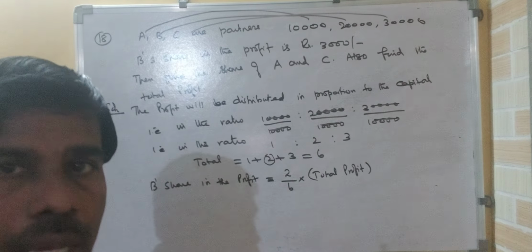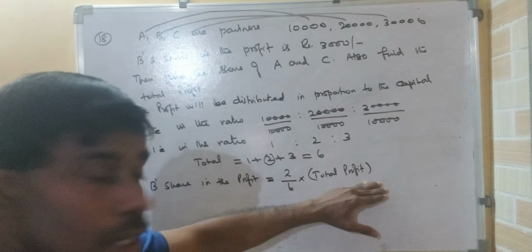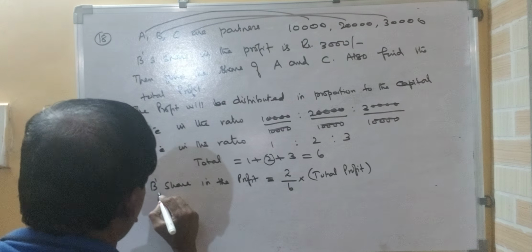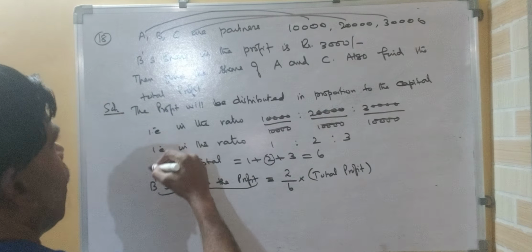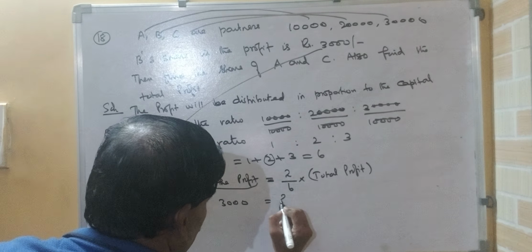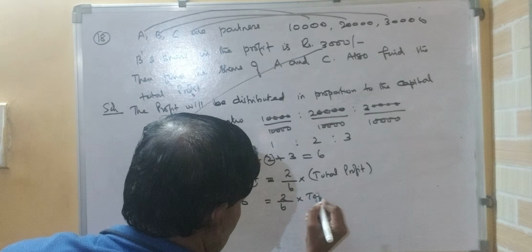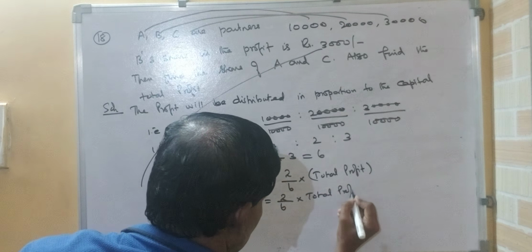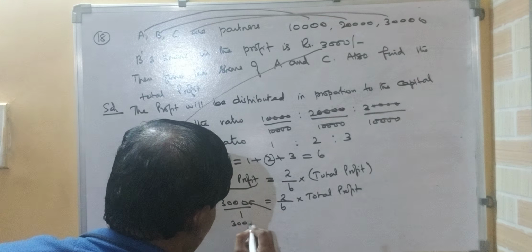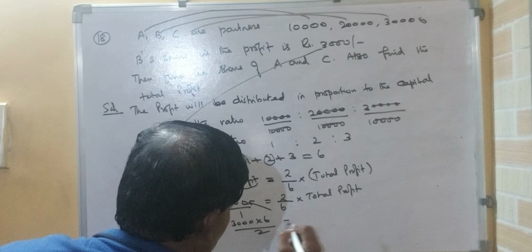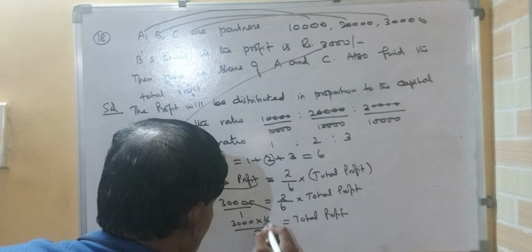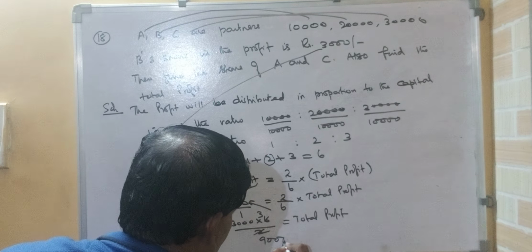Listen very carefully. Out of the total profit, B should get 2 parts out of 6 parts. So B's share is how much? 3000. So 3000 equals 2 upon 6 into total profit. So 3000 into 6 upon 2 equals total profit. So how much? 9000 is the profit.